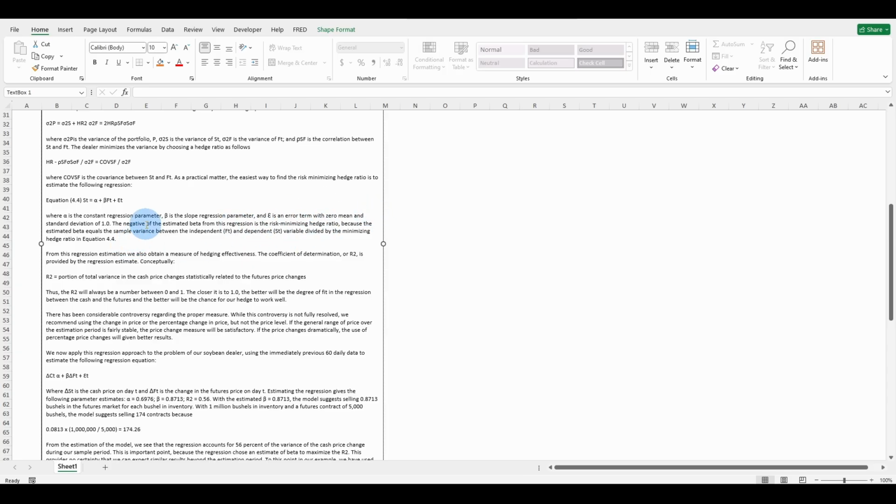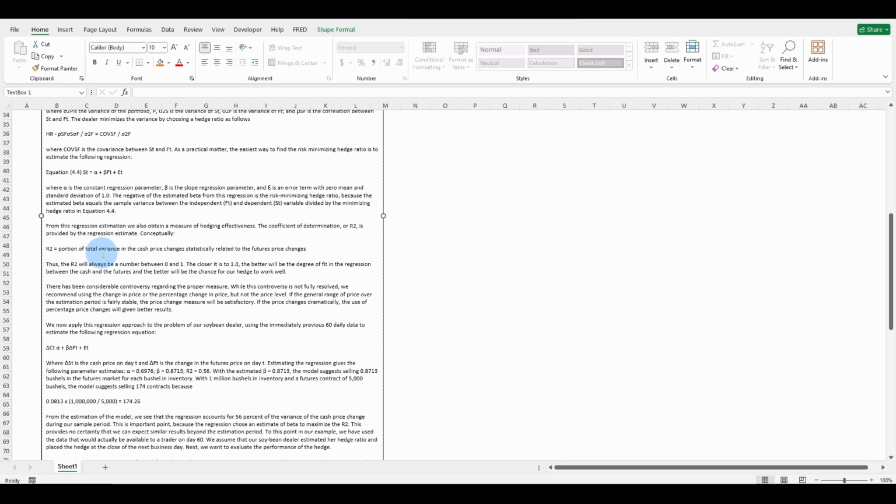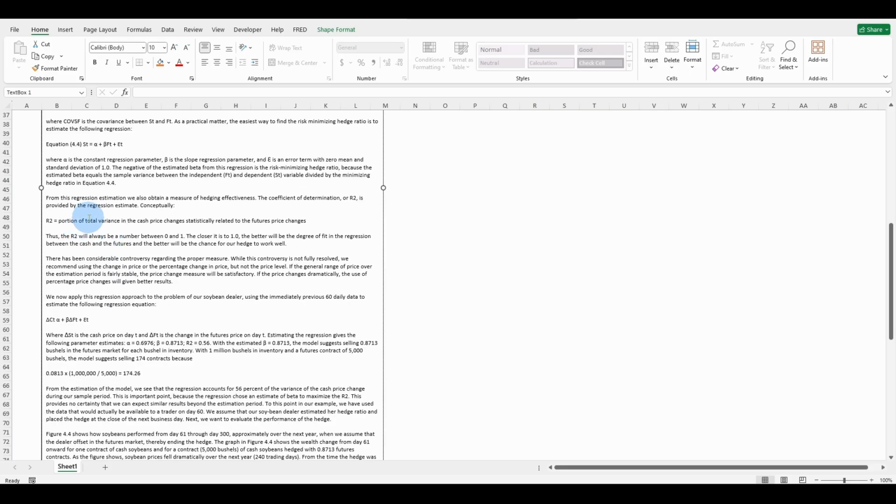The negative of the estimated beta from the regression is the risk minimizing hedge ratio, because the estimated beta equals the sample covariance between the independent F of T and dependent variables divided by the variance of the futures price, the minimizing hedge ratio in equation 4.4. From this regression estimation, we also obtain a measure of hedging effectiveness: the coefficient of determination, or R squared, provided by the regression estimate.